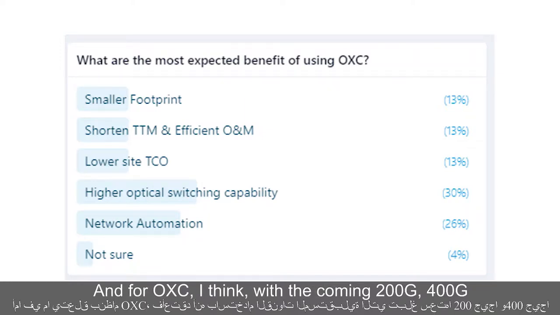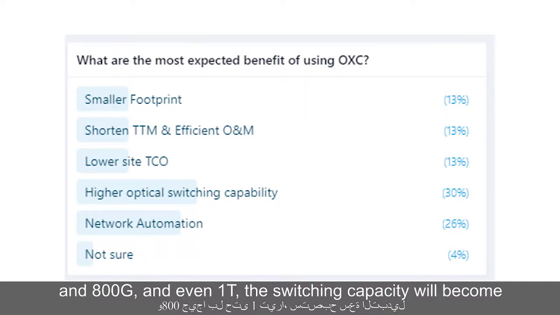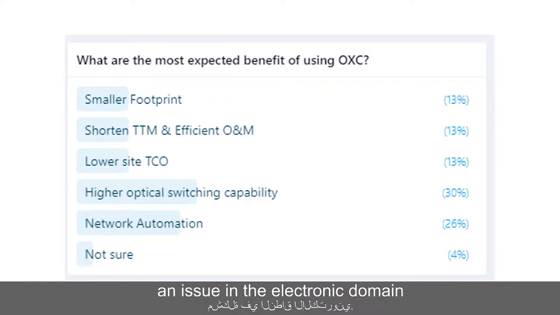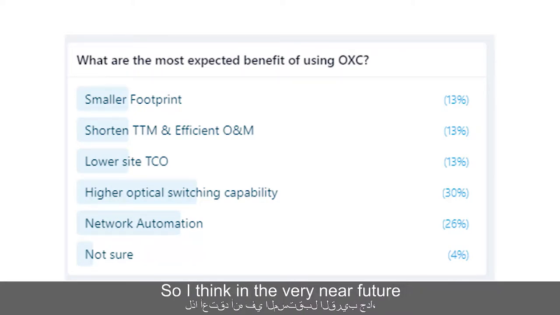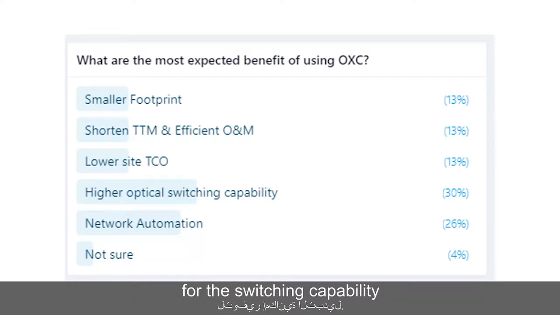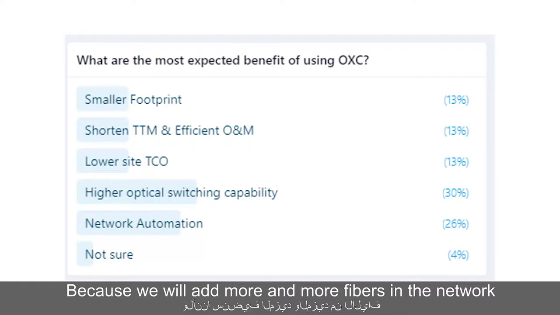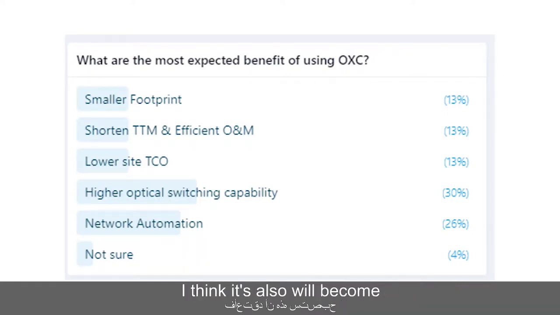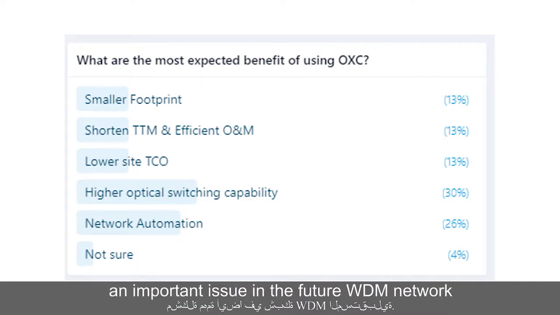And for the OXC, with the coming of 200G, 400G, 800G, or even 1 terabit, switching capacity will become an issue in the electronic domain. So I think in the very near future, optical switching will be more and more important for switching capability, because we will add more and more fiber and more wavelengths in the network. So I think it will also become an important issue in the future WDM network.